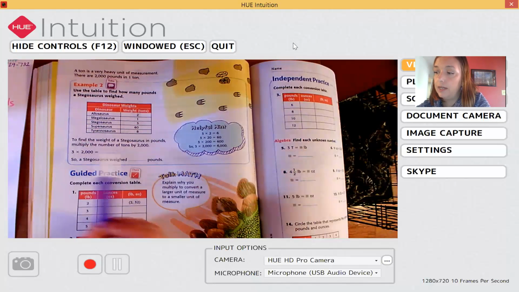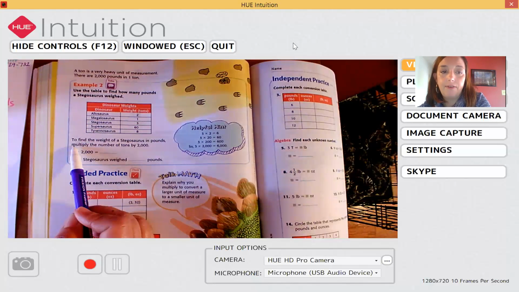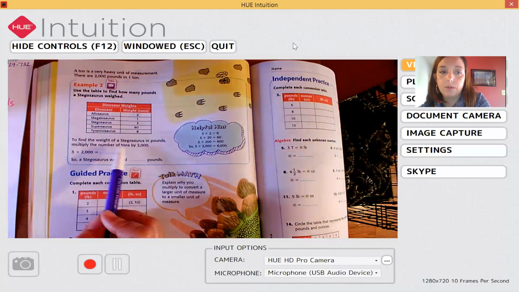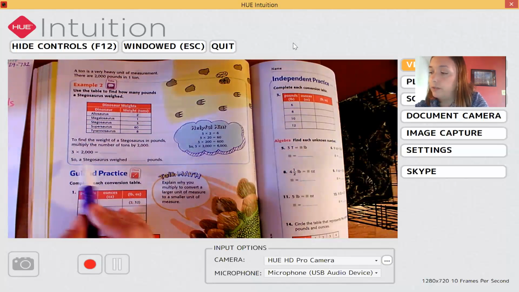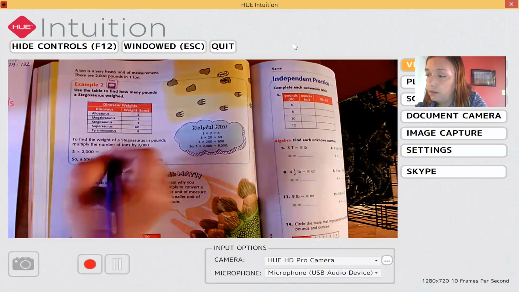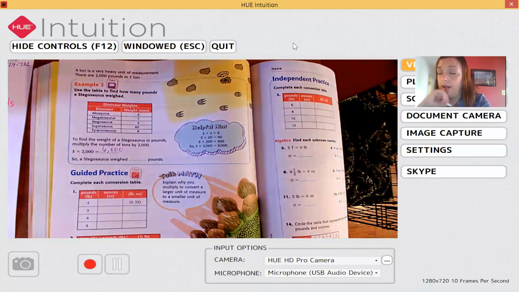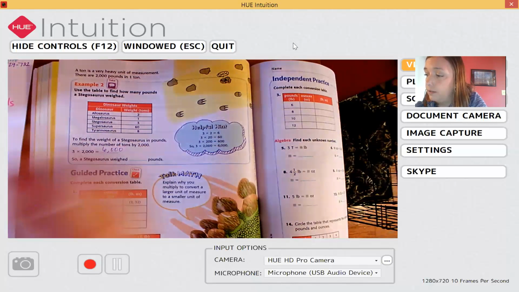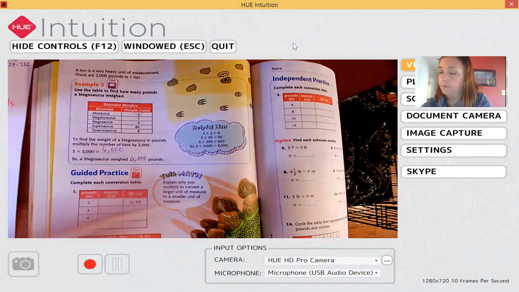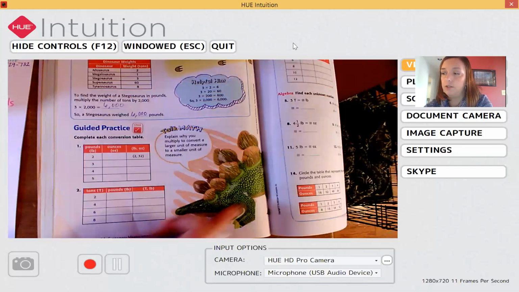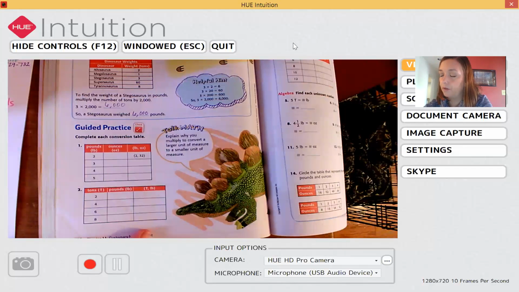So the way they did it here is they said to find the weight of a stegosaurus in pounds, multiply the number of tons by 2,000. So 3 times 2,000 is 6,000. So it agrees with our ratio table. So a stegosaurus weighed 6,000 pounds, okay? Let's go ahead and go to our guided practice. We're gonna do these 2 ratio tables here, okay?